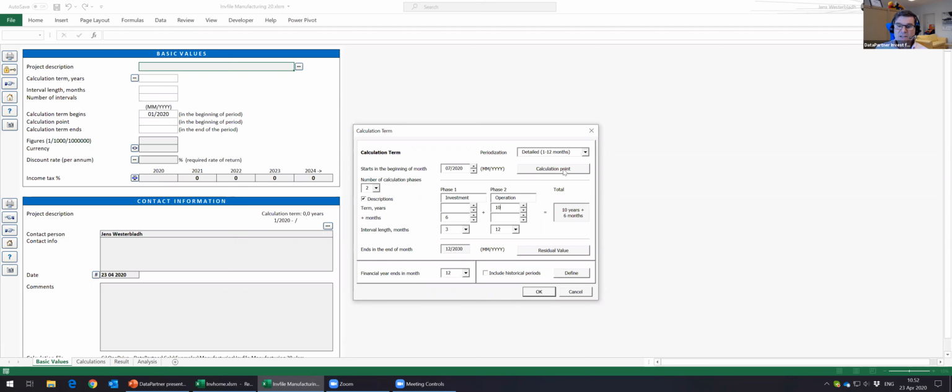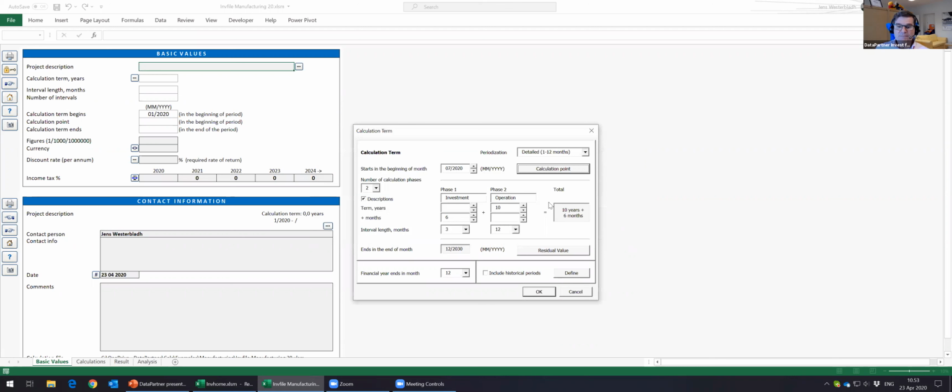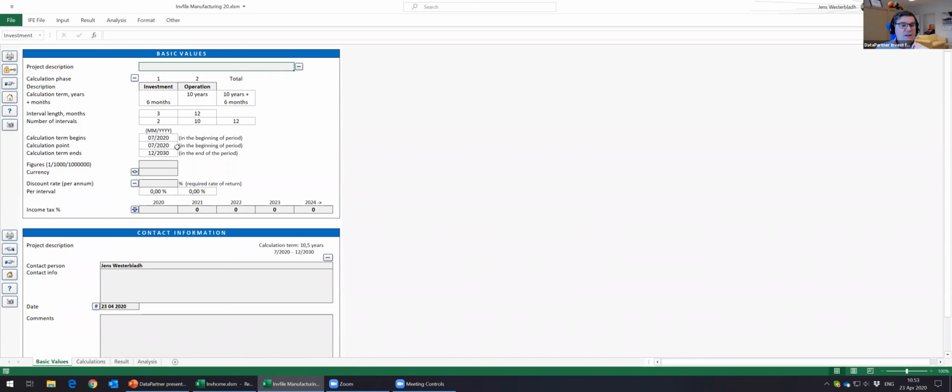When I press this calculation part, I can already show how it is. So here is the 0 period, then after 3 months and after 6 months. So this is the half-year construction period in 3 periods. And then there's the 10 years annually. Okay, and I will not change residual value. I will not include historical period. So I just press OK now so that we get ahead in time.